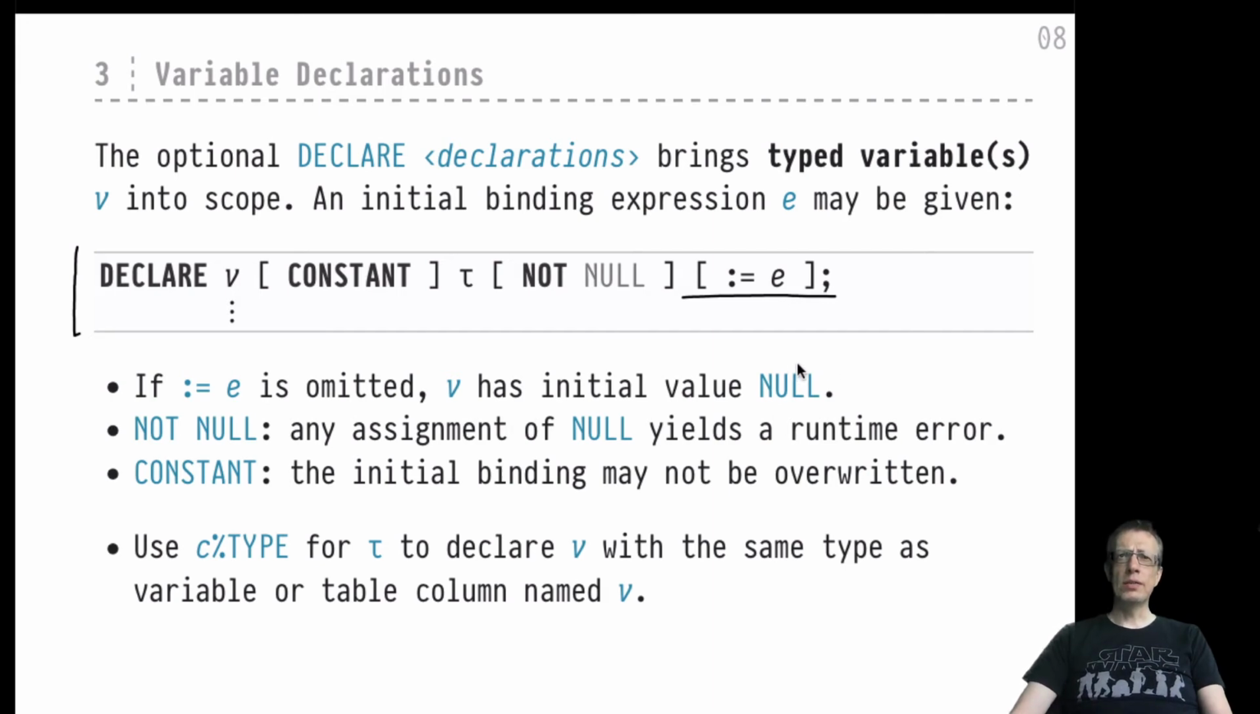We can make sure that such a variable will not receive a null value during the lifetime of its existence by adding this optional modifier not null here. So any assignment of a null value to a variable in the flow of our program will yield a runtime error. Okay, so that can be used for debugging purposes, or also to shield yourself from unexpected null assignments to variables that may lead to problems later on.